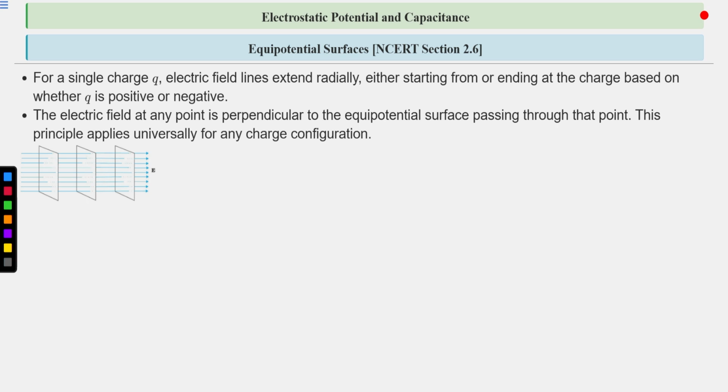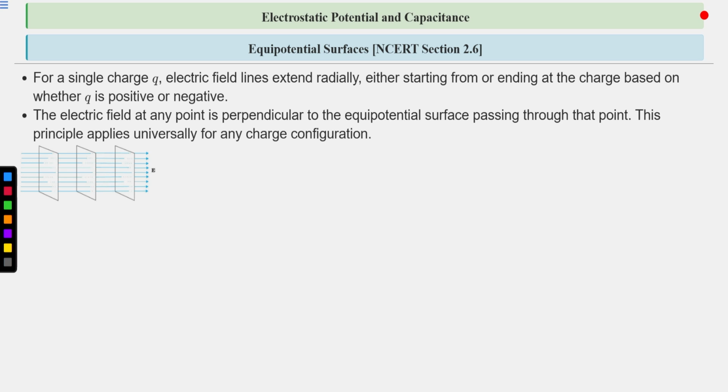Okay, so this is a uniform electric field. A uniform electric field has the same value at all points. These are the lines of electric field. This is uniform. Now, potential, what is the potential at this point?